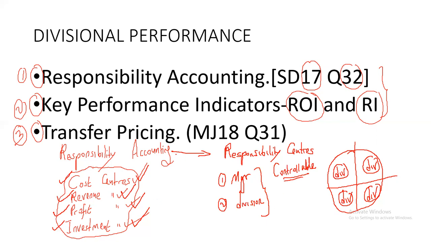In a cost center system, the manager only has control over cost. He just spends, he's running a spending unit. So at the end of the day, for control purposes, we're going to compare the costs and the budgets or the standards. Revenue centers are simply sales outlets in our responsibility accounting framework.